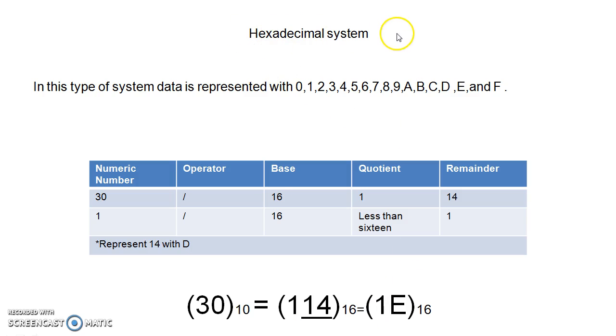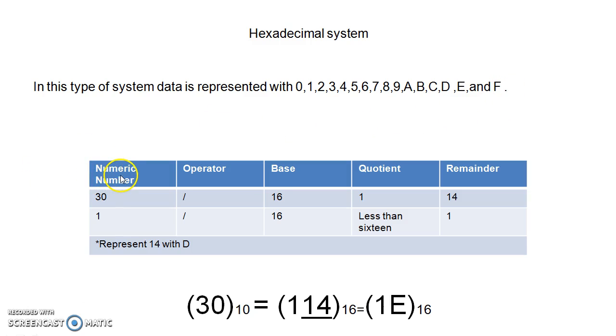Now the hexadecimal system. Hexa means 16. In this type of system, data is represented with 0, 1, 2, 3, 4, 5, 6, 7, 8, 9, A, B, C, D, E and F. A means 10, B means 11, C means 12, D means 13, E means 14 and F means 15.